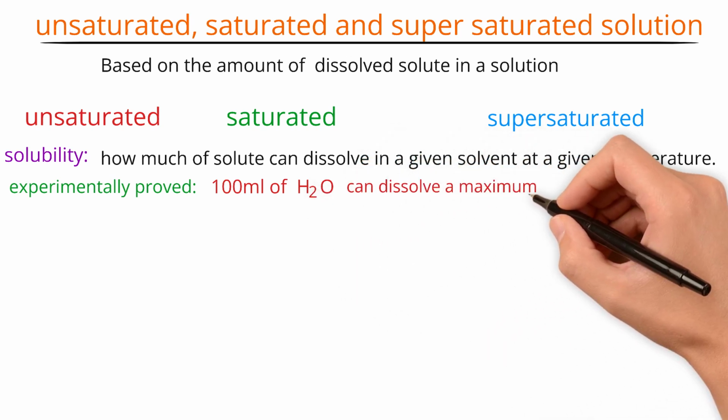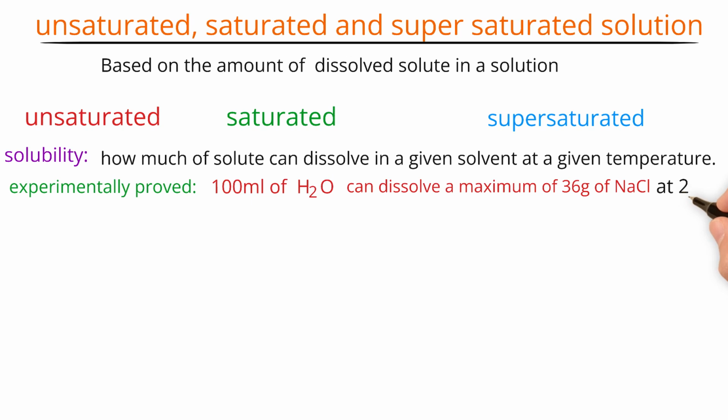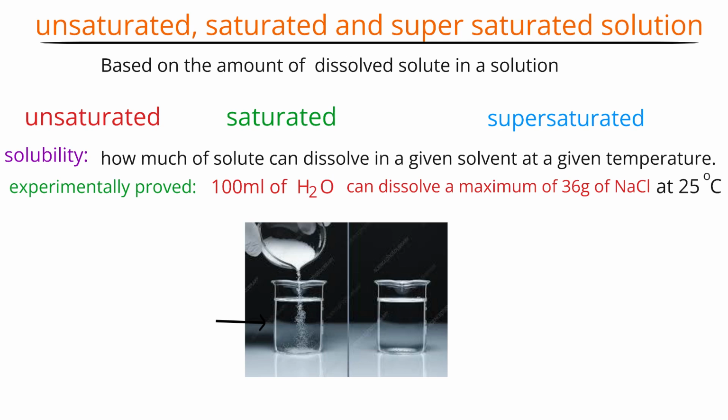Experimental proof is that 100 ml of water can dissolve a maximum of 36 grams of sodium chloride at 25 degrees Celsius. This beaker contains 100 ml of water at 25 degrees Celsius. Now let us add 5 grams of sodium chloride in 100 ml of water and let us dissolve it, and finally we make a solution.